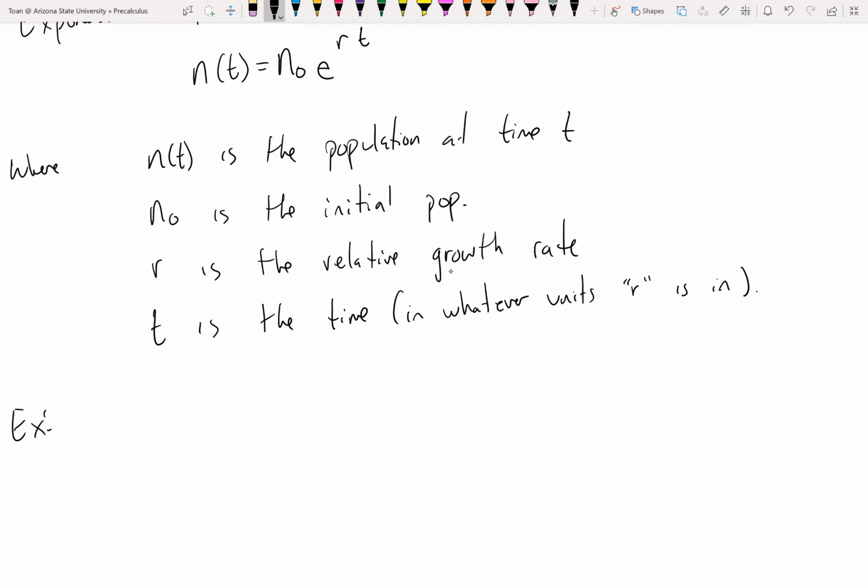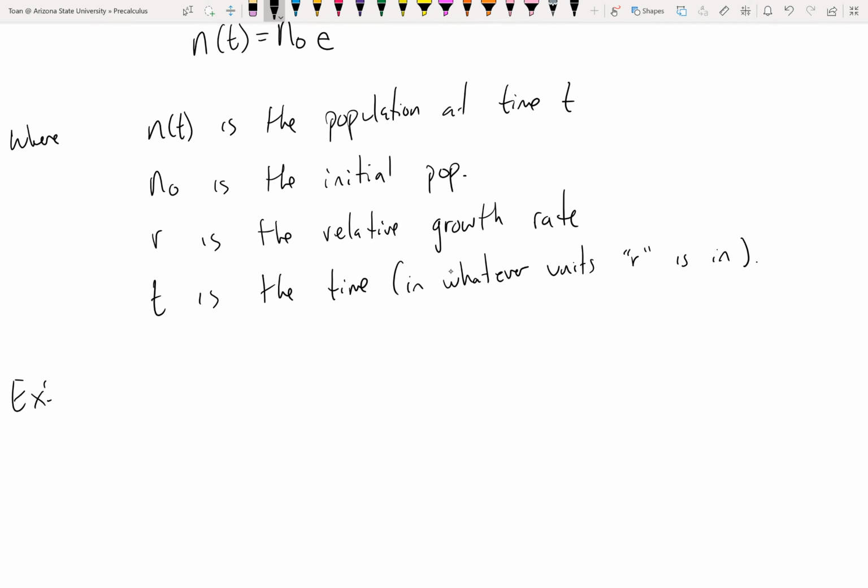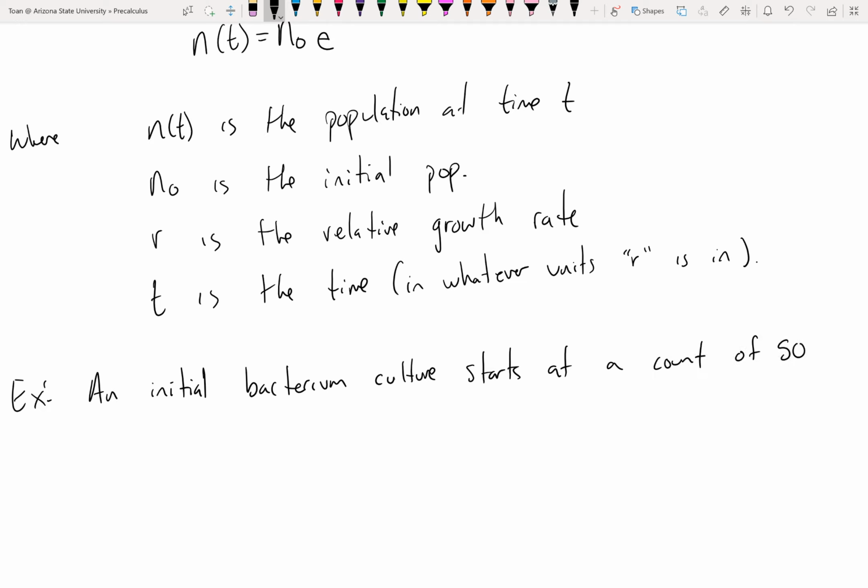Let's do an example here. Now, I hate to say this. It's going to be a lot of writing. All of our examples will be word problems. Suppose an initial bacterium culture starts at a count of 500. Basically, we have some bacteria here and there are 500 cells.